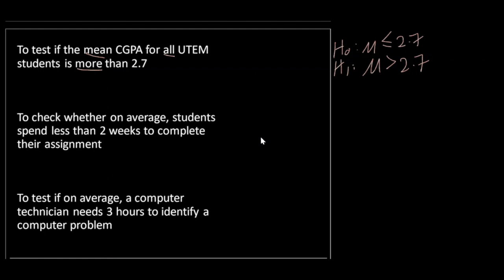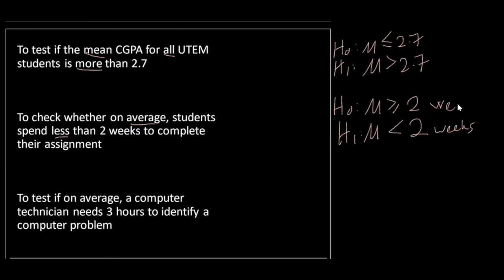And next, to check whether on average, so again, average, students spend less than 2 weeks to complete their assignment. So less than would definitely go to the alternative. Average is mu, 2 weeks. You could write weeks here, it doesn't really matter. And the null hypothesis is mu, you could write it as the opposite of less than, which is greater or equals to 2 weeks, or even equals to 2 weeks.